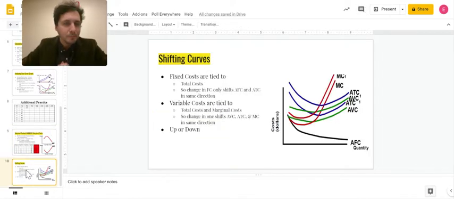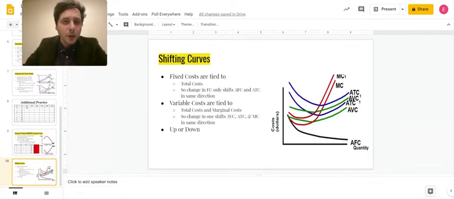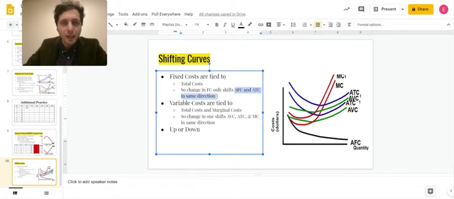All right, final concept, shifting curves. You might have one or two of these. The idea is you need to know that when there's a change in costs, it actually shifts our average curves, right? So let's say that our fixed costs change. Well, what are fixed costs tied to? Fixed costs are actually tied to total costs, right? And so a change in our fixed costs is going to shift AFC and ATC in the same direction. They're both going to go up.